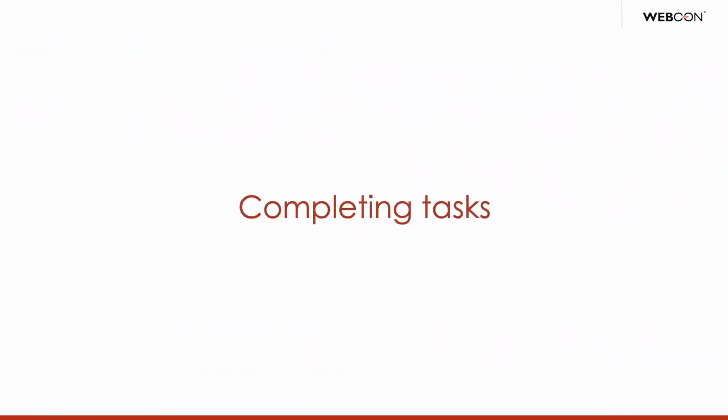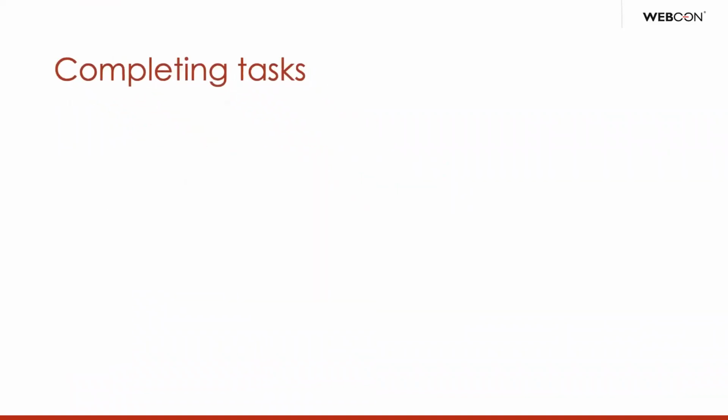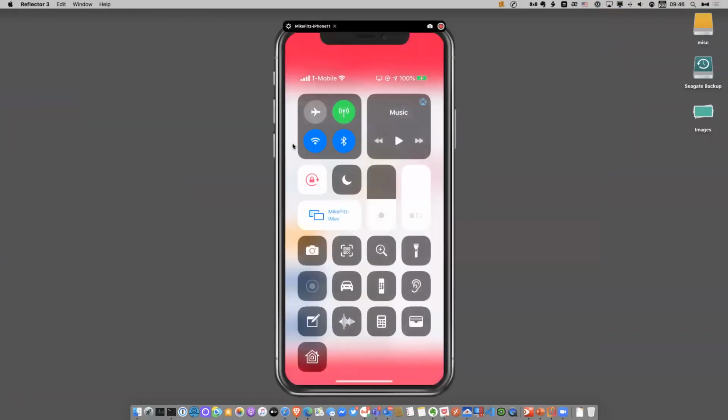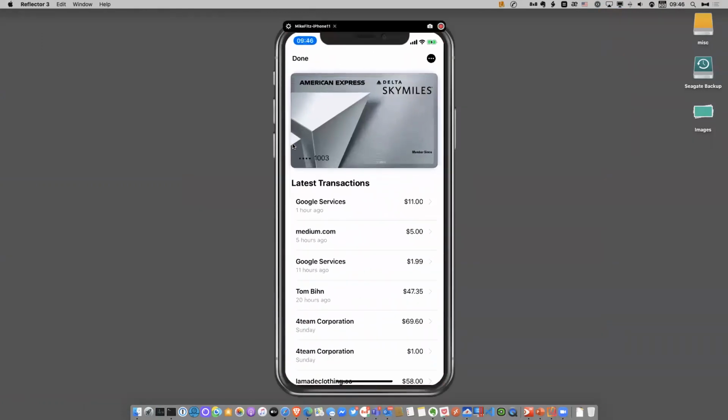Because when we are completing tasks, we have several different options. Option number one is to just complete the tasks in the form. I've been doing that. You can do that via the web. You can do that a couple of different ways. It's actually quite easy. In fact, here, I'll do it on a mobile device.